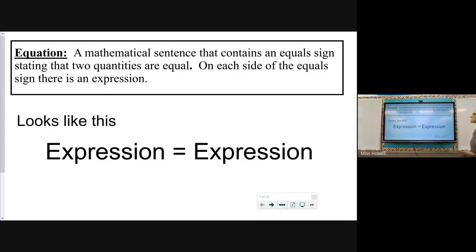So an equation is a mathematical sentence that contains an equal sign stating that two quantities are equal to each other. Or the simple way to think about it is I have an expression on one side, an equal sign in between, and a second expression on the other side. So expression, equal sign, expression. And if we have an unknown value called a variable in an equation, how do we go about solving when it requires one inverse operation is our goal for today.